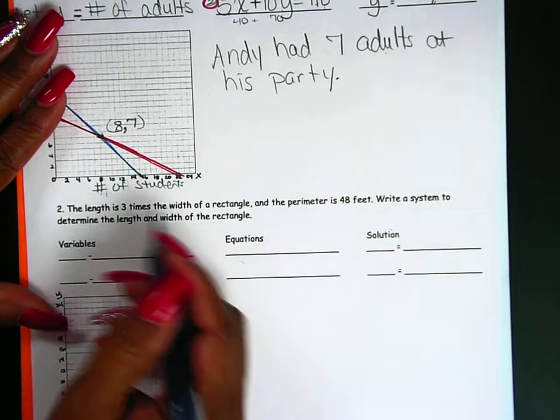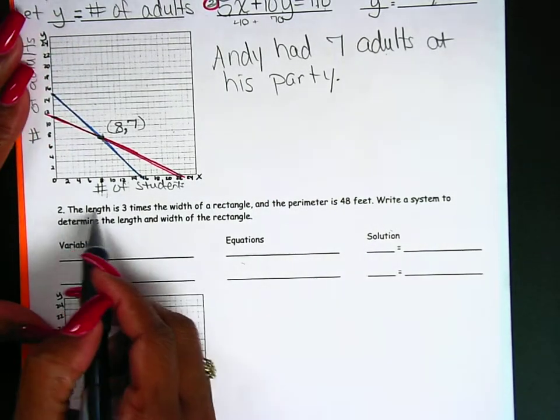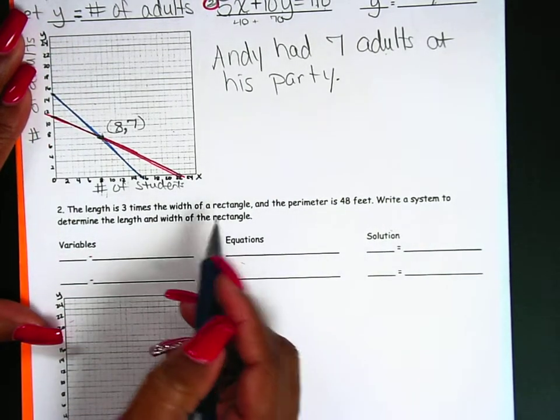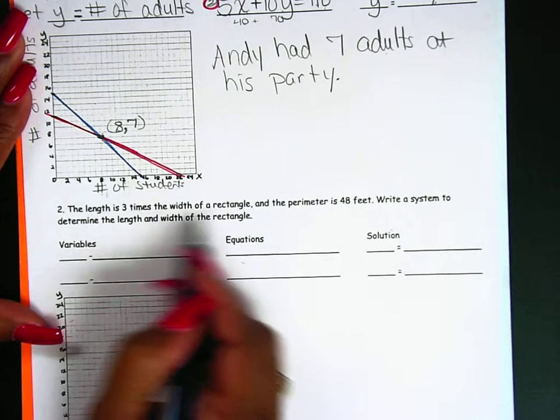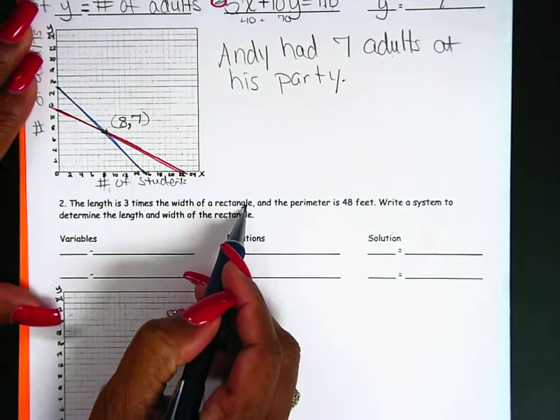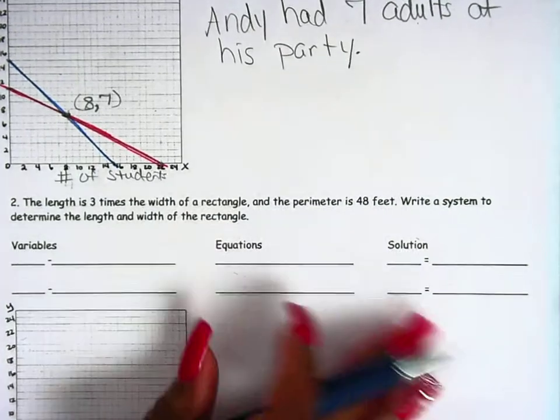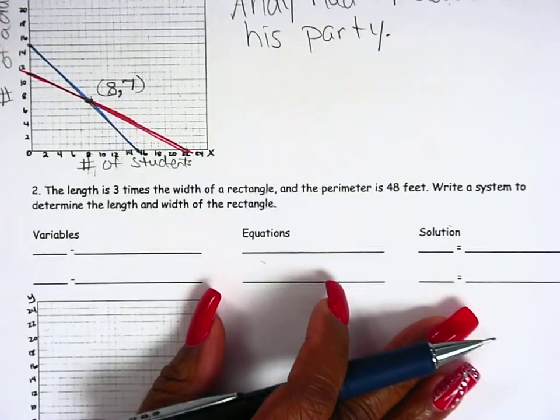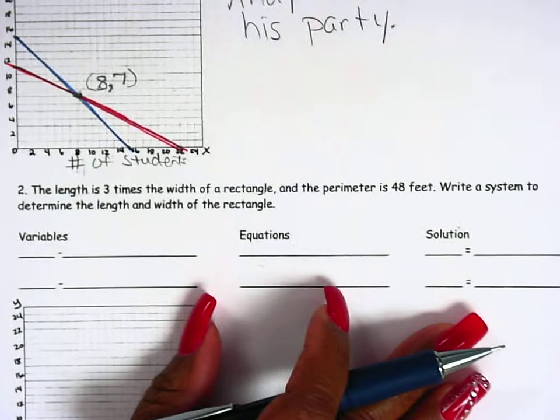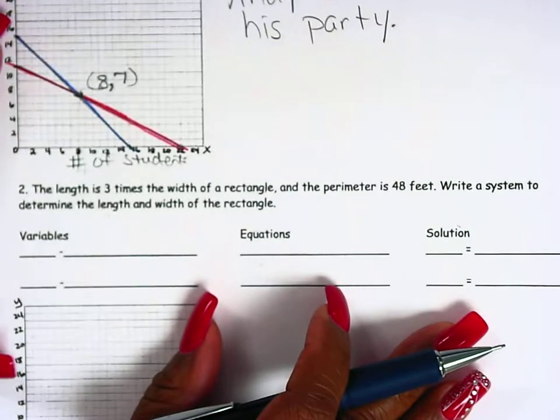Okay, so with the next one, here it says the length is 3 times the width. Oh, hold up. They went straight into the math. So all I gotta do is translate this into mathematical symbols, numbers, and variables. Okay, so that's exactly what I'm gonna do.